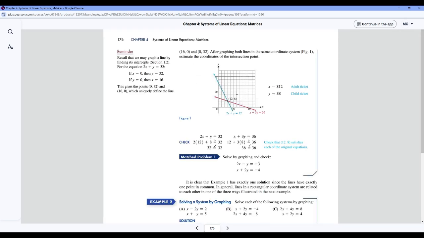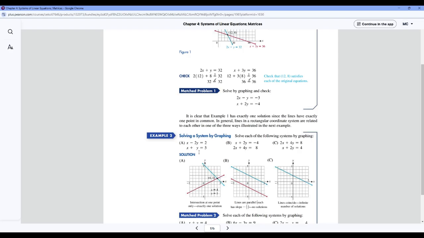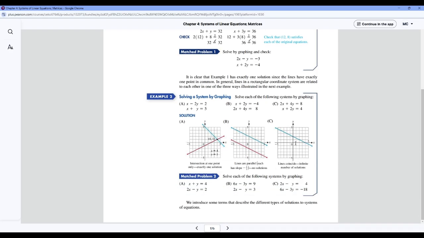Basically, we go about it by graphing and finding the intersection, and here are three types of solutions. We either have one solution where it's an intersection, no solution where the lines are parallel, or infinite solutions where the lines are on top of each other.